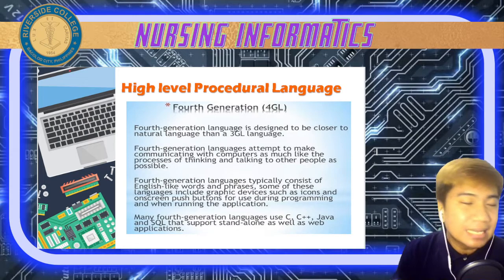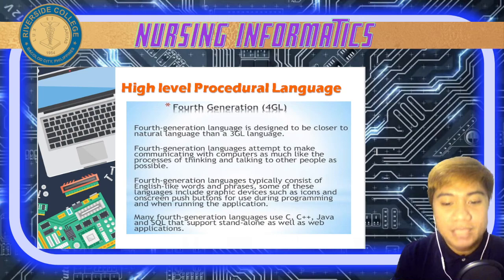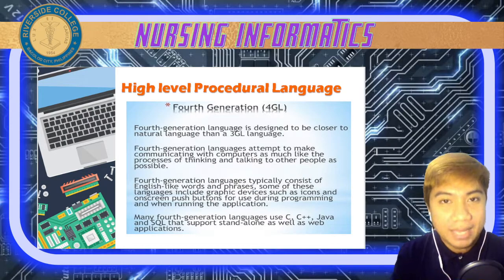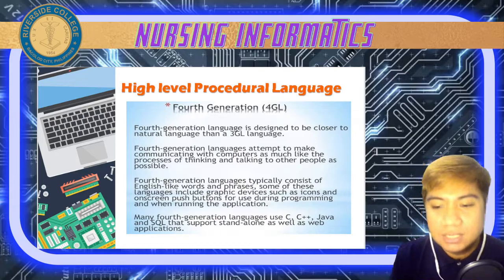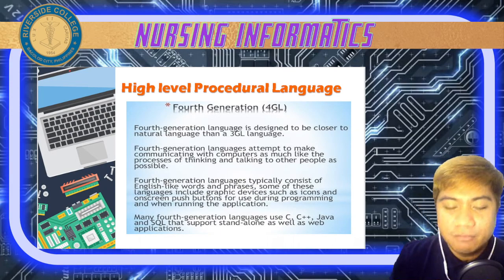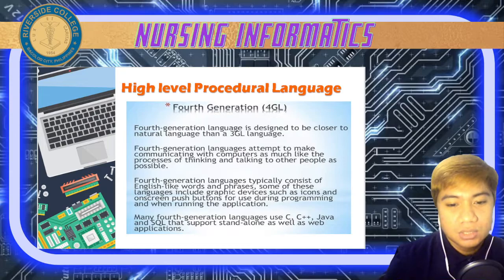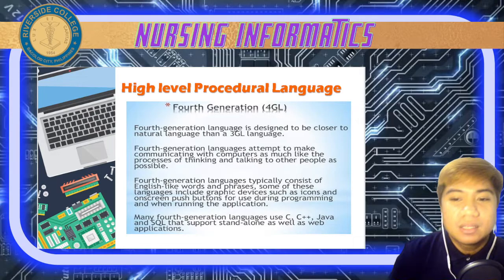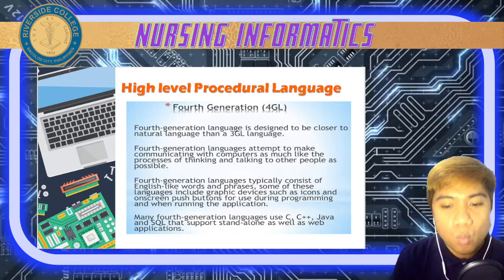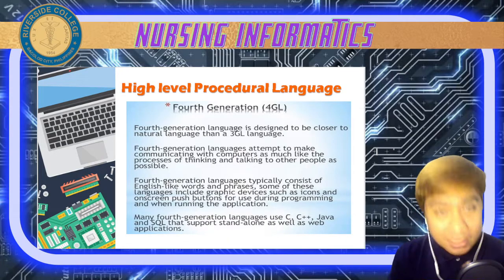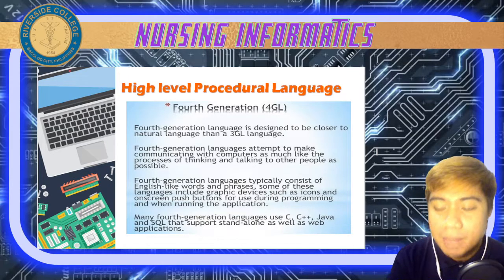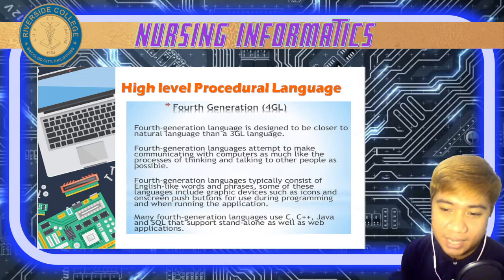So in simple terms class, in your 4GL, the user specifies what the program is to do but not how, because it is already programmed by the manufacturer of the program language. Okay, again, the user specifies what the program is to do, what the program will do, but not how because it is already programmed by the manufacturer. Okay.